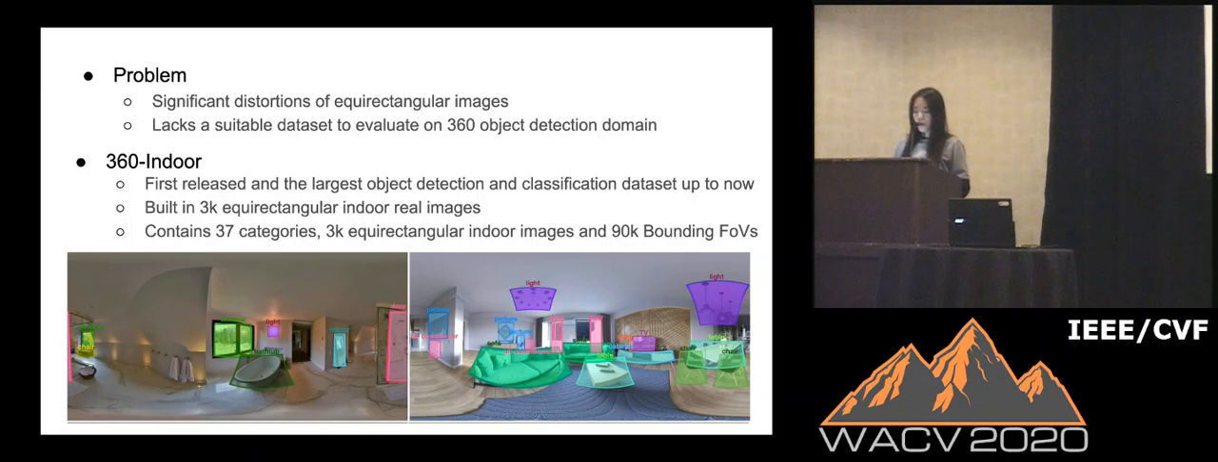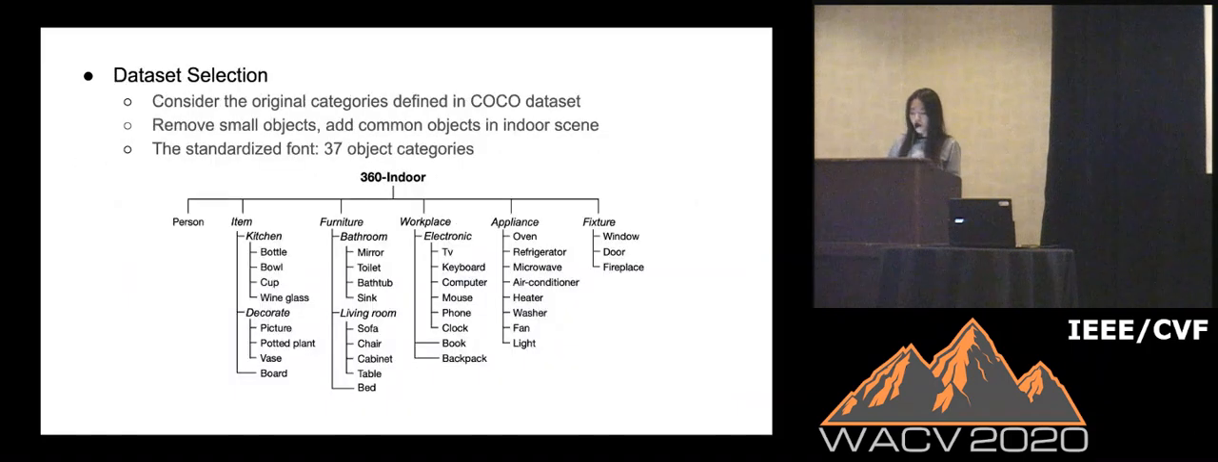Hence, in this work, we collect the first object detection and classification dataset on 360 domain. Our dataset consists of 37 categories, 300 equirectangular indoor images, and about 90,000 bounding field of views. For category selection, we consider the original categories defined in COCO dataset. We manually remove the categories having small sizes and add some common categories in the indoor scene. Overall, we have 37 categories selected for annotation.